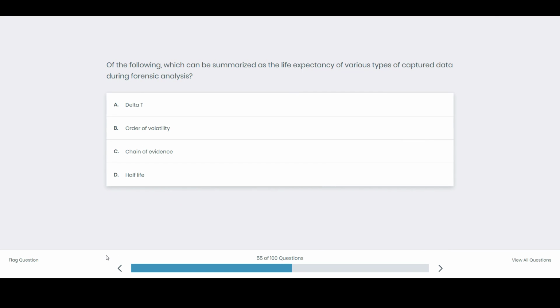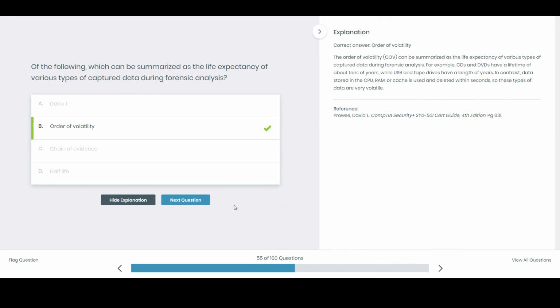Of the following, which can be summarized as the life expectancy of various types of capture during forensics analysis? This is order of volatility. Yes, the order of volatility, or OV, can be summarized as the life expectancy of various types of capture during forensics.